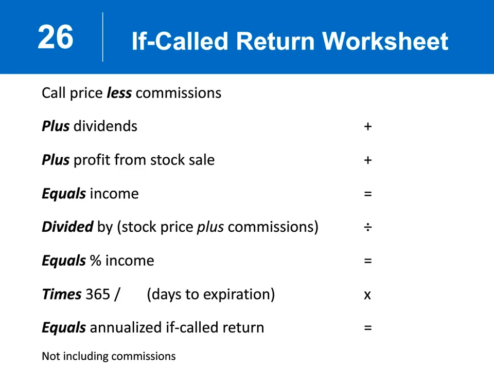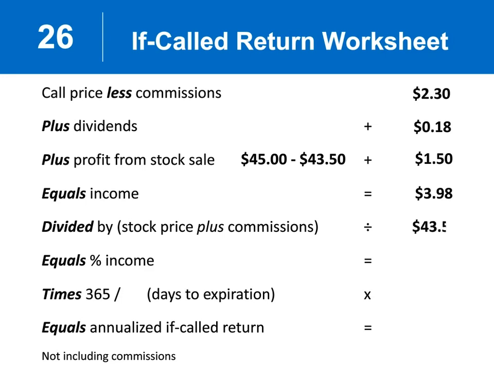So we'll start at the top. The call premium was $2.30. We received that. We received an 18-cent dividend. Our profit on the stock this time around was $1.50 because we actually had to move higher in the stock. So now our total income is all three of those components, or $3.98. Our investment, or the capital we put up, was the stock price, $43.50. We bought shares, we paid for them, and that was our capital investment. So now if you do the division, 3.98 divided by 43.5, you come up with 9.1%. We earn 9.1% on this trade.